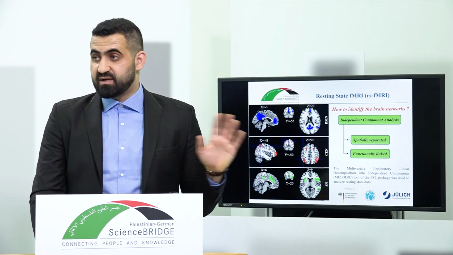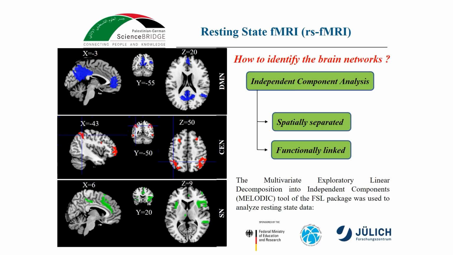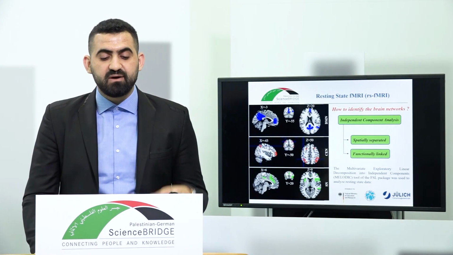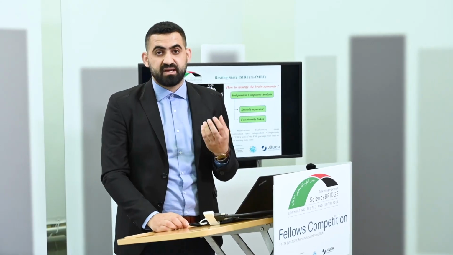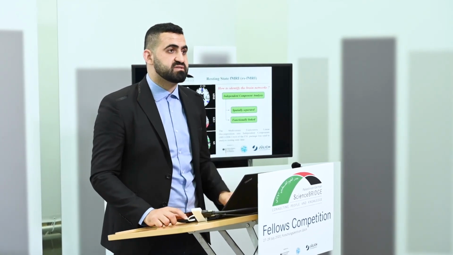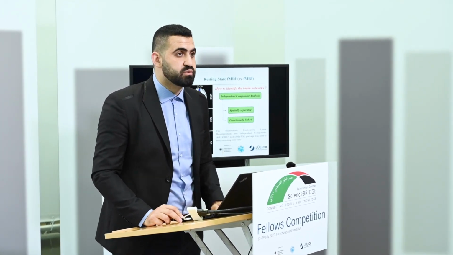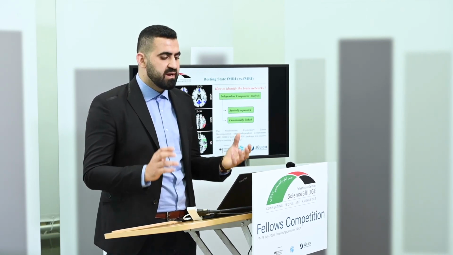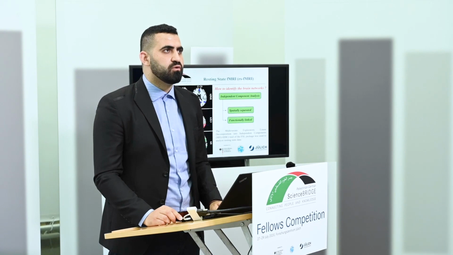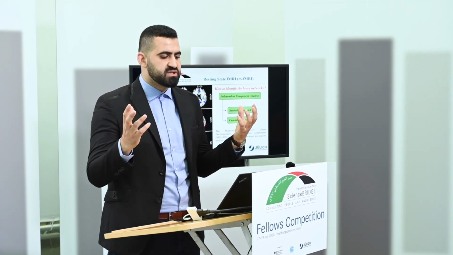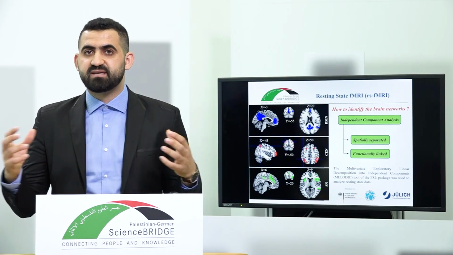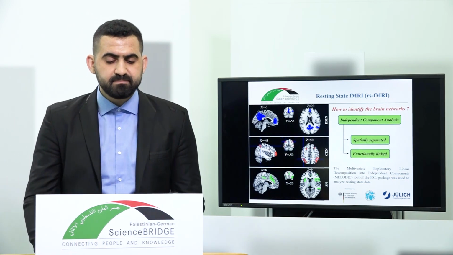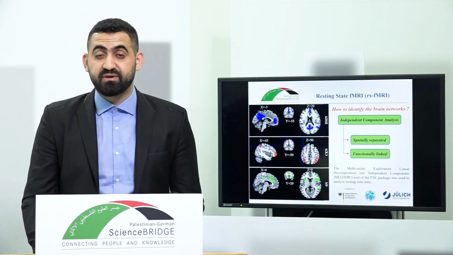So then we are done with the task paradigm, and here I'm going to show some results from the resting state. But the question is how to identify the brain networks. It could be done by using independent component analysis, which uses different mathematical and statistical algorithms, which show the different brain regions, which are spatially separated but functionally connected. And here we have the result of 3 different brain networks.